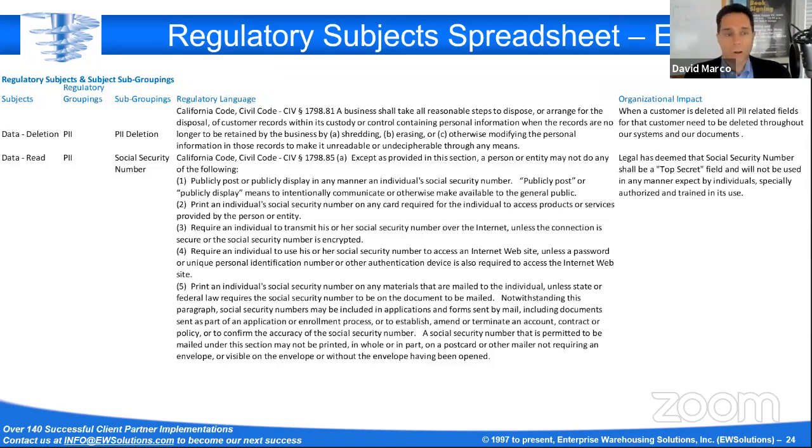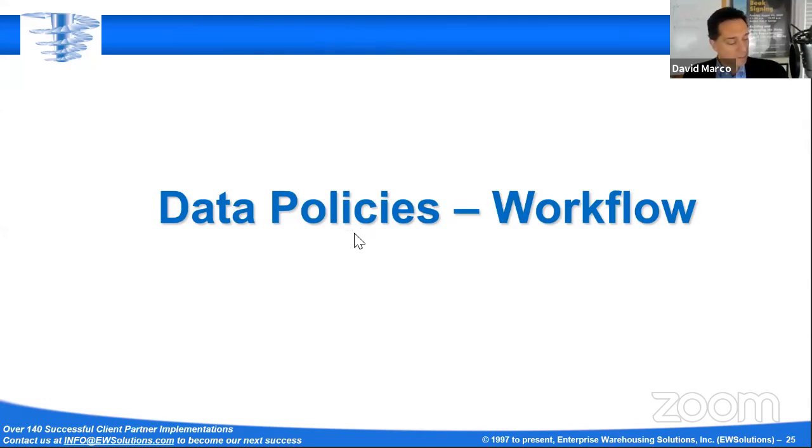So what all these regulations mean is when a customer is deleted, all PII-related fields for that customer need to be deleted throughout our systems and our documents. Ooh, that last part was tricky. Also our documents. And that is the legal organizational impact. And you would list this out for each one of the regulations that impact the deleting of data. So very significant.